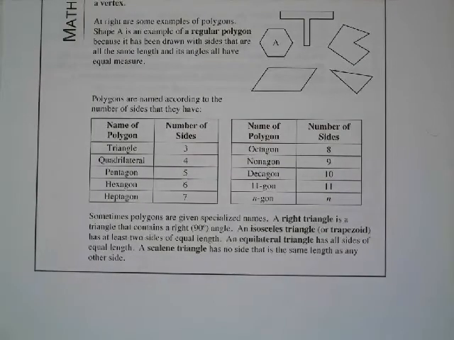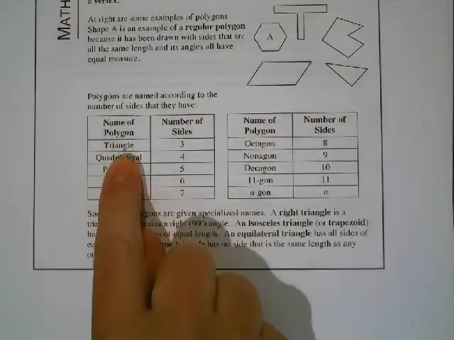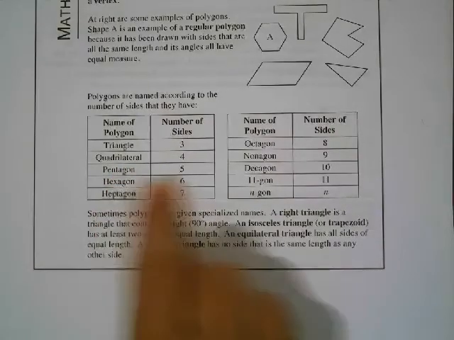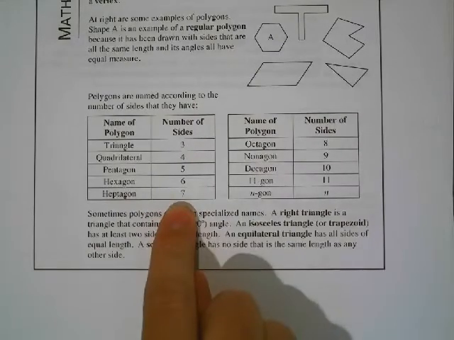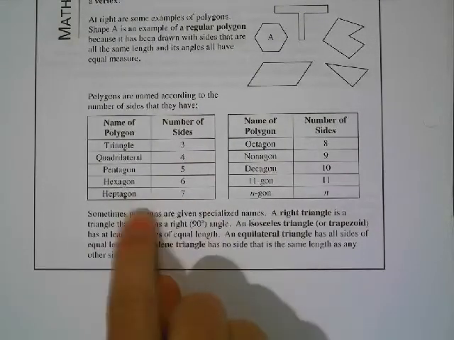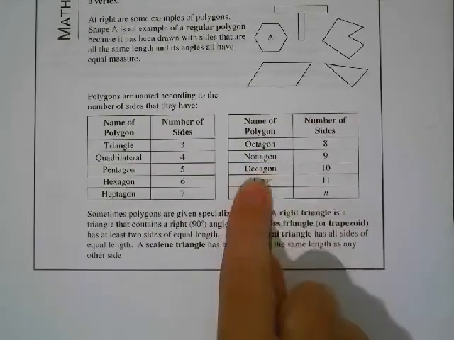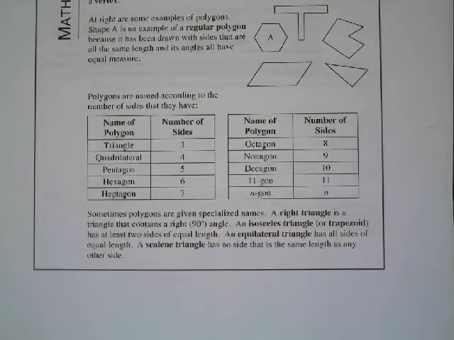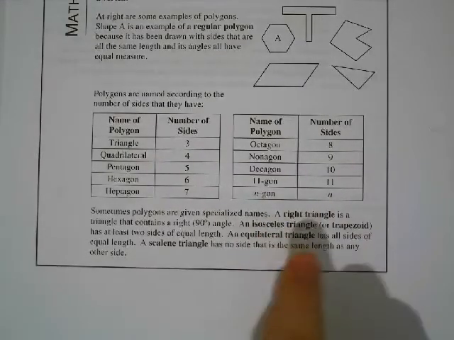For sides 3 through 10, we actually use their names. After that, we stop using their names just because it's hard to remember them all. So our first polygon is a triangle, a quadrilateral, pentagon for 5 sides, hexagon for 6 sides, heptagon for 7 sides. Some people even call this a septagon instead, but heptagon is usually the name we use. Octagon has 8, nonagon has 9, decagon has 10. Once we get to 11, we just start calling them 11-gon. If it had 12 sides, we call it a 12-gon, 13-gon, 14-gon.